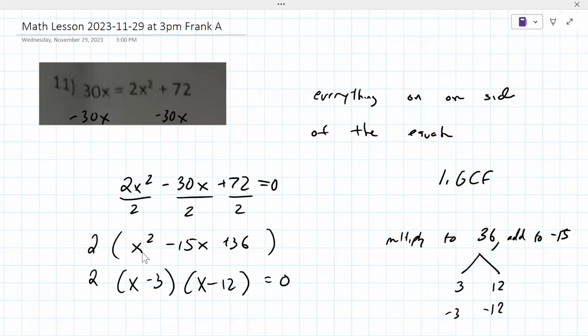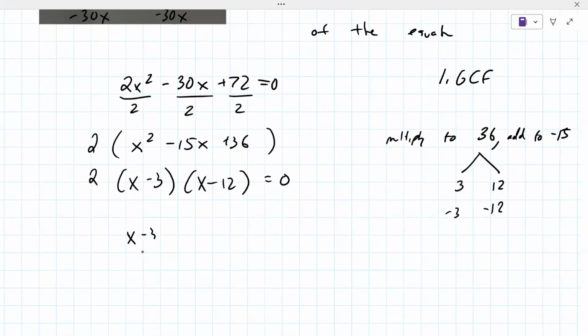All right, so now you have to set each of these equal to 0. You have to set x minus 3 equal to 0, x minus 12 equal to 0. Could you solve each of these for us, please? And tell me what you come up with. x equals 3, and x equals 12. Very good. All right, so let me give you one like this to try.